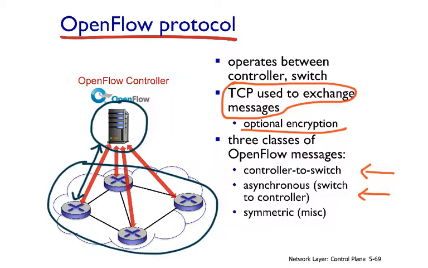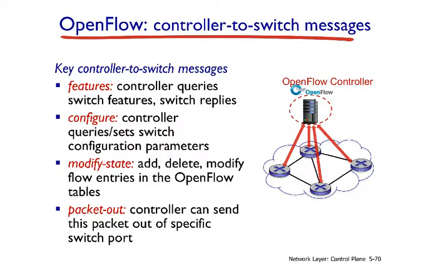Or if there is a warning because the controller said, okay, notify me if you exceed 80% of link load on any of your links. So if this happens, the switch will send a synchronous message to the controller in order to say, okay, I have exceeded this value. And the third type of message is a symmetric one. It's a kind of hybrid message that is sent from the controller to the switch and from the switch to the controller.